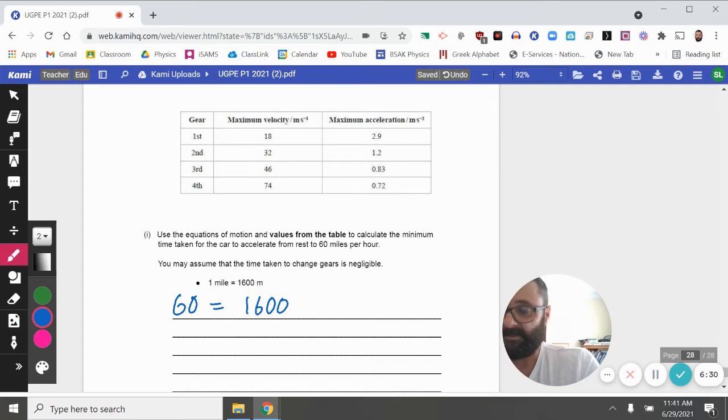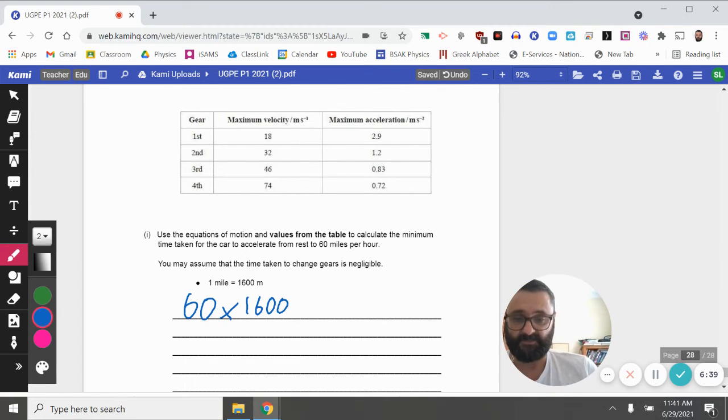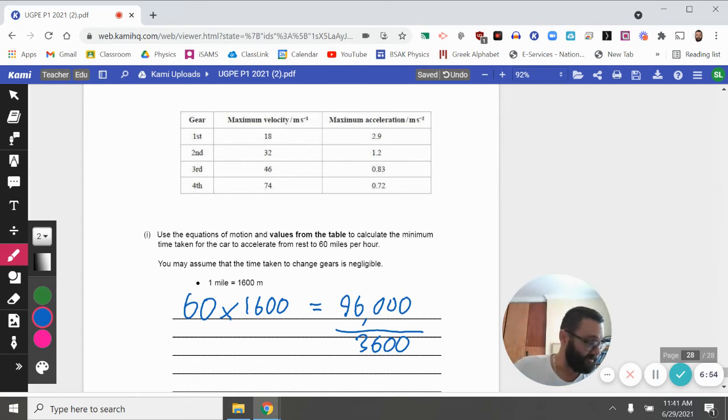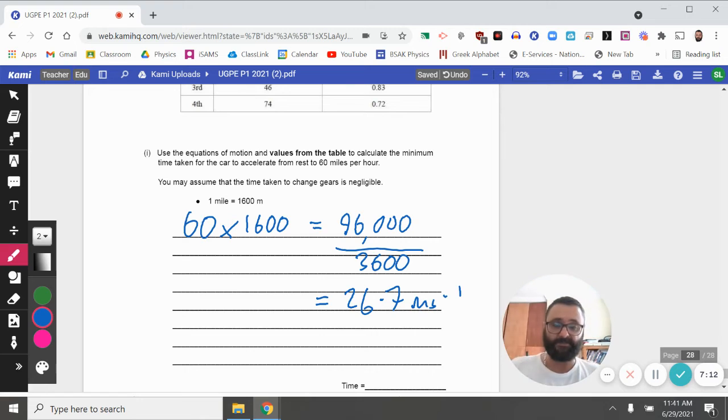Okay. Right, so let's start again. 60 miles per hour is 60 times 1,600. That is 96,000 meters per hour. But we want meters per second, so we're going to divide by 3,600. So the speed we want our car to reach, our maximum speed, is 26.7 meters per second. Okay? So that's going through the gears. We're going to reach maximum speed of 26.7.